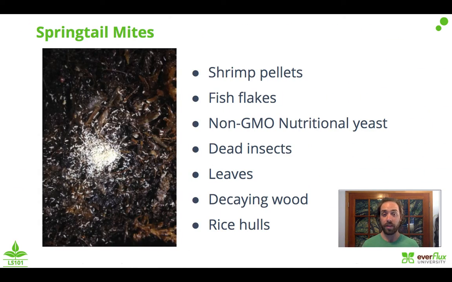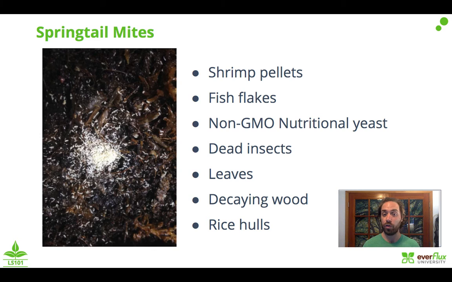Now, while springtail mites will eat all kinds of different organic matter, there are some specific things that you can feed them that they especially like if you want to breed them and increase your populations. And you can even breed them separately, just like earthworms if you wanted to. So shrimp pellets, they really love shrimp pellets, and even just the fish flakes that you would feed to an aquarium with fish is another favorite food of springtail mites. They will also eat nutritional yeast. Just make sure that it's non-GMO nutritional yeast. They will also eat other dead insects. Crickets are a popular one, but they'll eat all kinds of dead insects.